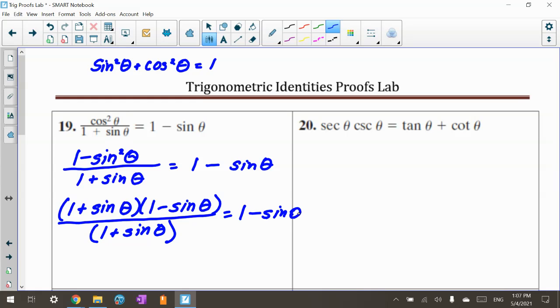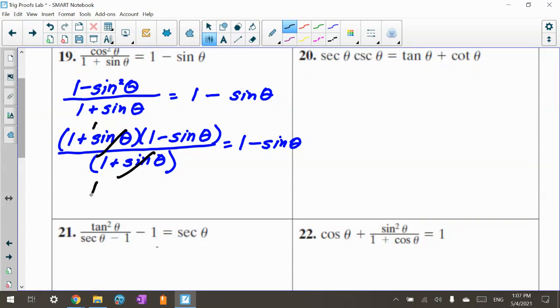And then I look at this, and I'm so happy to see that these two are going to divide out or cancel to make a 1. So I end up with 1 minus sine theta does equal 1 minus sine theta, so I got them to match. Then I want you to do a check mark with a line through it saying that you proved that identity was correct.